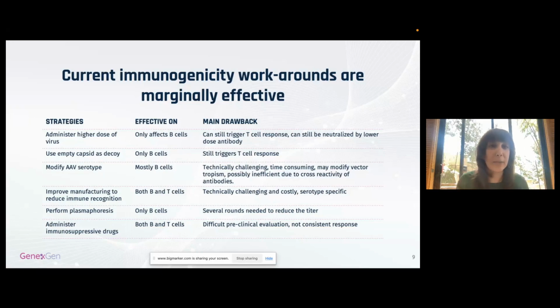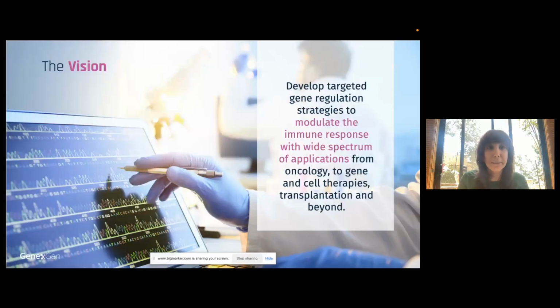There's a lot of work that has been done in improving the manufacturing pipeline to reduce the immunogenicity of viruses, to make sure that they are pure, they don't carry any potential contaminants that can activate the immune response. And obviously, the gold standard has also been providing a regimen of immunosuppressive drugs that can control the immune response. But these, as I mentioned, their effect cannot last long. They have massive side effects, and the result in clinic hasn't been consistent.